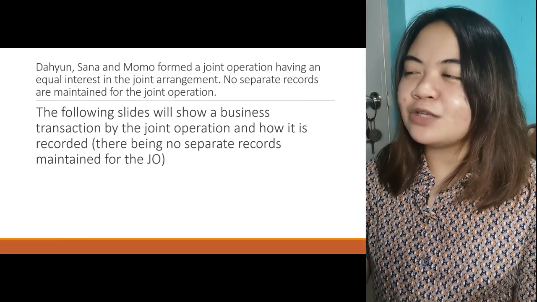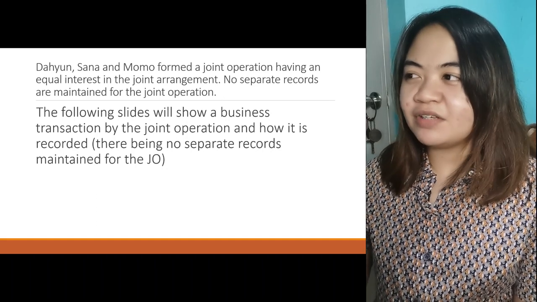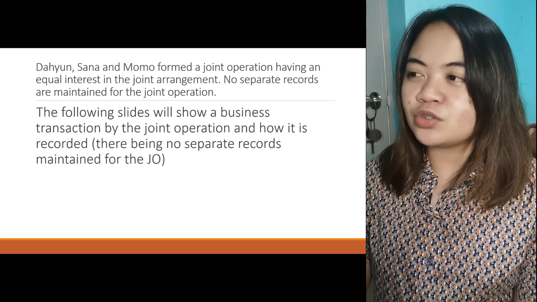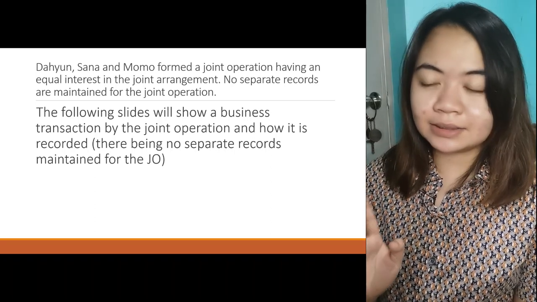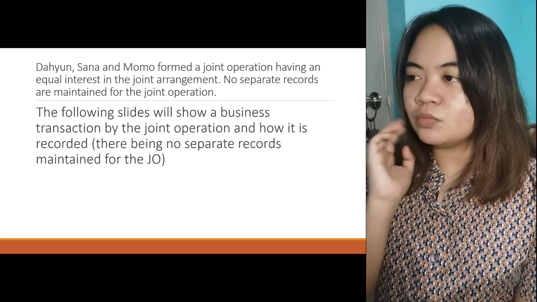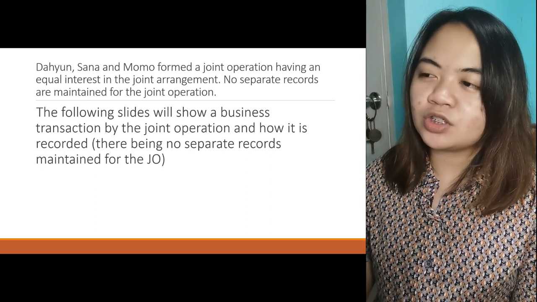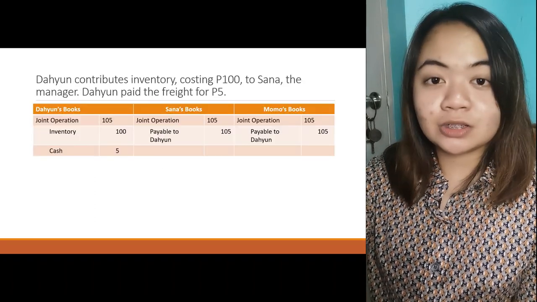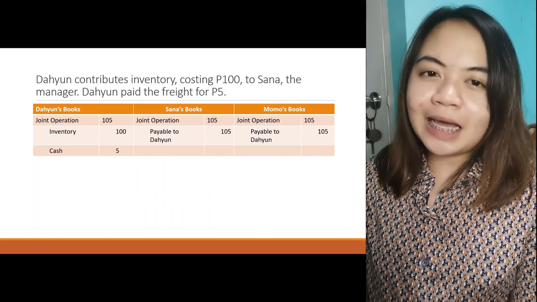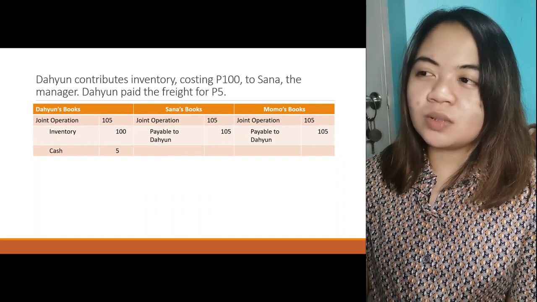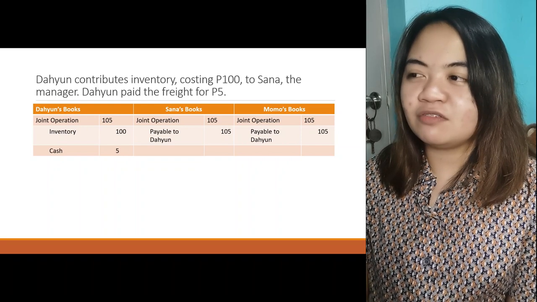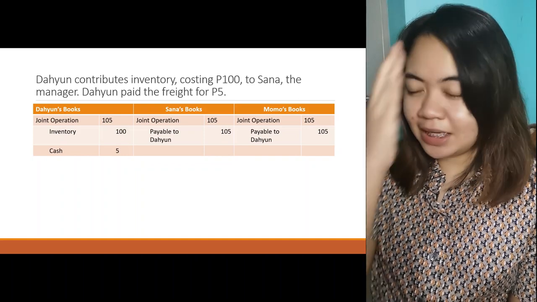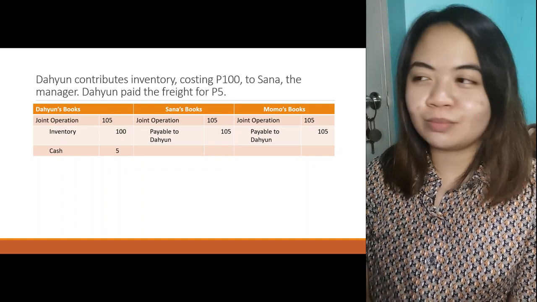Example, Dayon, Sana, and Momo formed a joint operation having an equal interest in the joint arrangement. No separate records are maintained for the joint operation. So, equal yung interest nila. Okay? The following slides will show a business transaction by the joint operation and how it is recorded, assuming that there's no separate records maintained by the JO. So, for example, Dayon contributes inventory costing 100 to Sana, the manager. Dayon paid the freight for 5 pesos. Okay? So, si Sana yung manager. Okay? How do we record sa books ng mga joint operators?